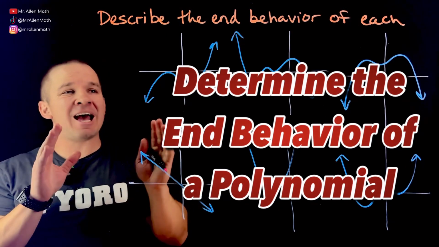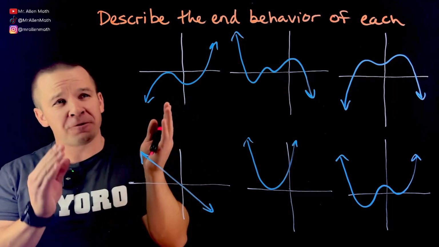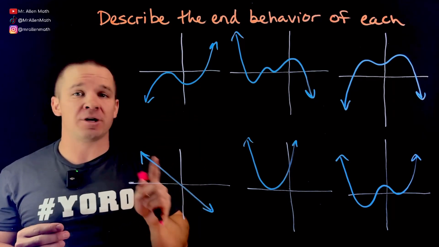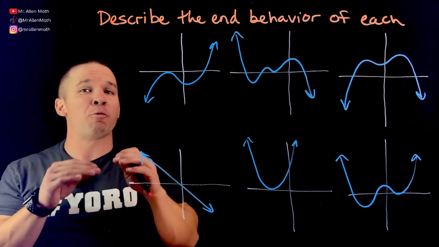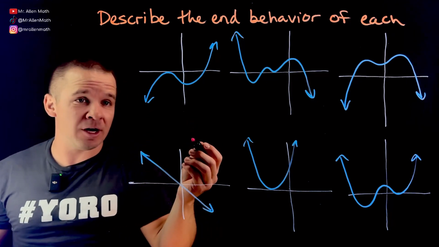Mr. Allen here with some end behavior of different polynomial functions given their graphs. So it looks like for this first one here, we've got ourselves a cubic function, a positive cubic function. So let's go ahead and write up our end behavior with proper notation. I like to start with the negative infinity for x first.